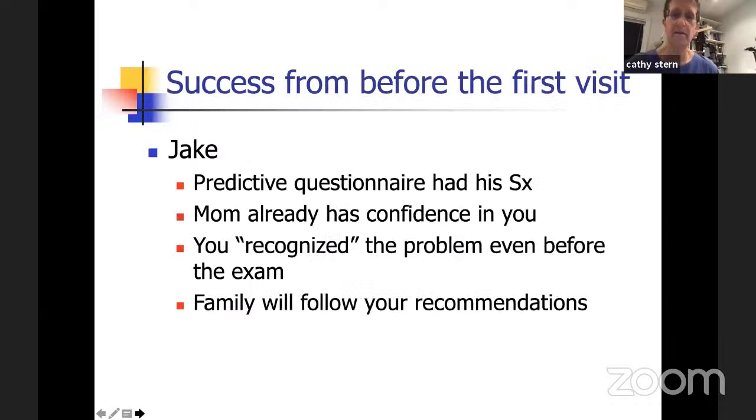So let's get to Jake. You want to start having success before they even come in. So you've given them this predictive questionnaire, and a lot of the symptoms that Jake is having and that he's told his mom about are on this questionnaire. So already the mother has confidence in you because she saw that the things he was describing are things you were asking about, and you've never met Jake. So you essentially recognized there may be a problem even before you saw him. And it's then more likely the family's going to follow your recommendations if they can.